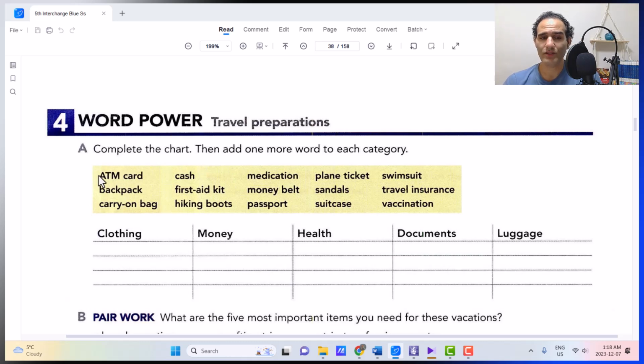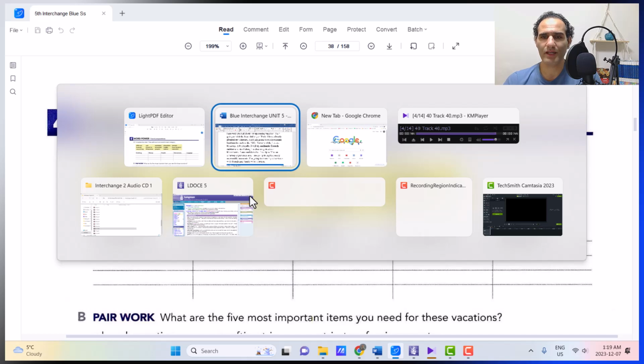So my recommendation here, pause the video and read these words for yourself so we can make sure your pronunciation for these is correct. Pause the video now and say, I will read that for you. ATM card, backpack, carry-on bag, cash, first aid kit, hiking boots, medication, money belt, passport, plane ticket, sandals, suitcase, swimsuit, travel insurance, and vaccination. I think there was no difficult word in this list. The only thing that could be new to you maybe is money belt for traveling.